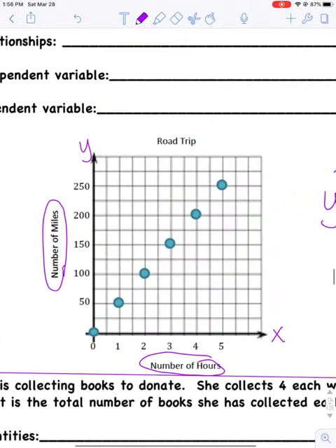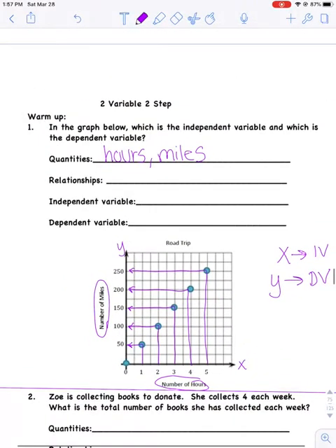For my relationship, let's take a look at how we got these numbers. I see that 1 gets us 50, 2 gets us 100, 3 gets us 150, 4 gets us 200, and 5 gets us 250. Think about what operation they're using. If you said multiplication, you would be correct. There's no other clues here. They didn't give us the word problem, so that's all we can go off of.